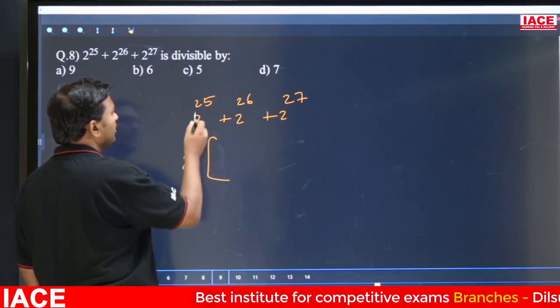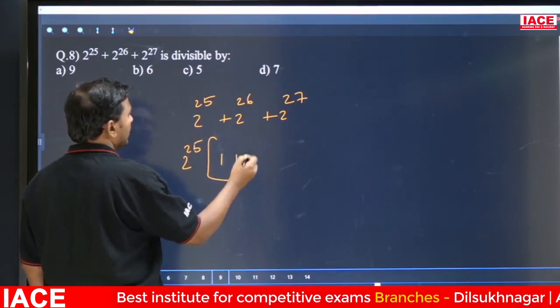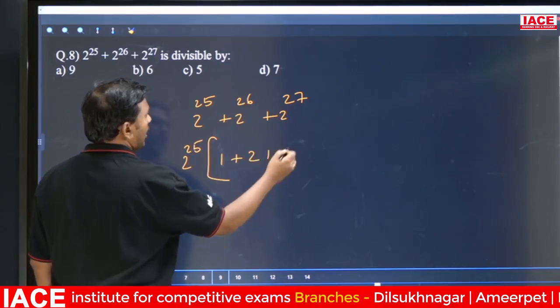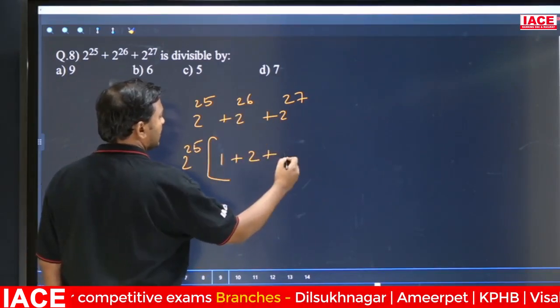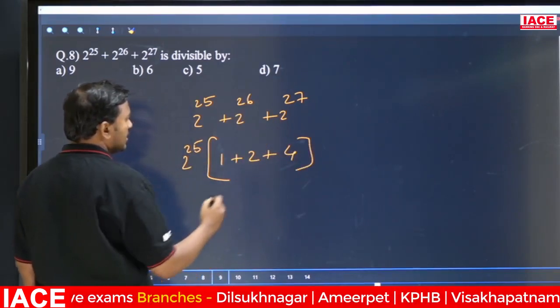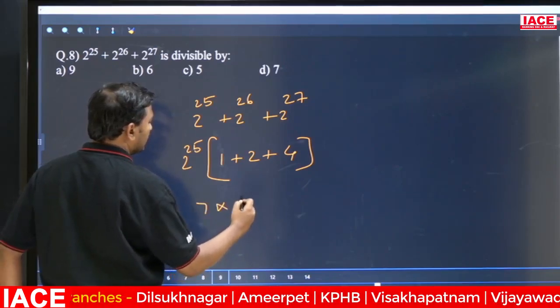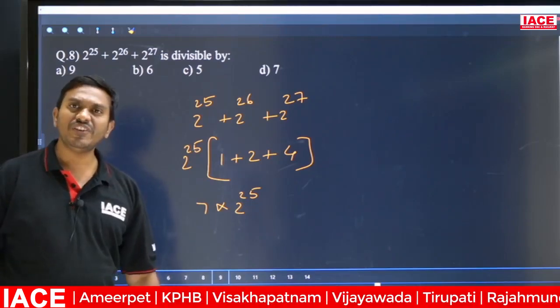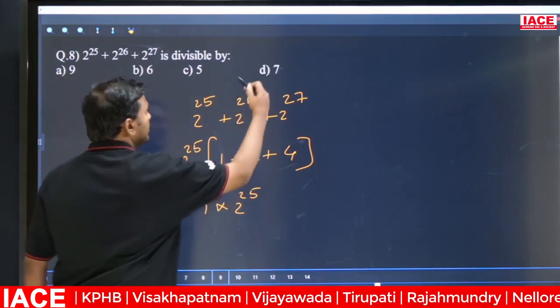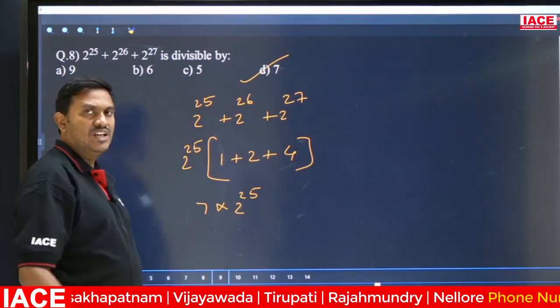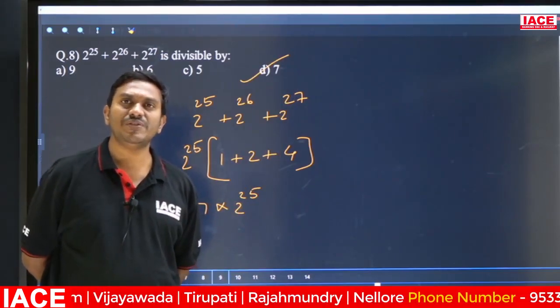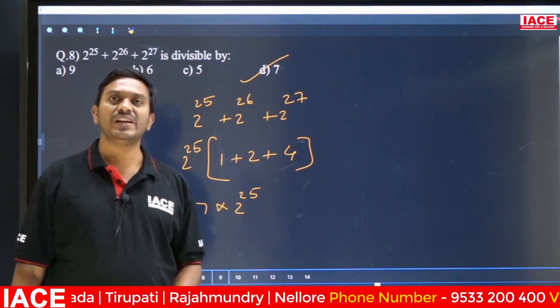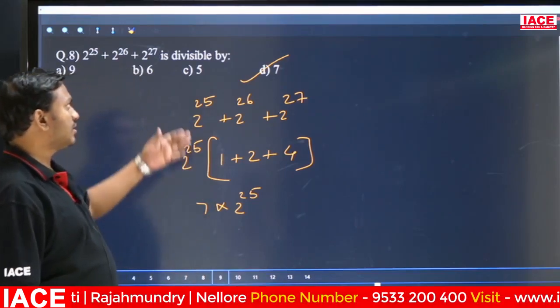If you take 2 power 25 common, what will be here? 1. Here 25 is taken, 1, 2 power 26 means 2, and 27 means 4. That is 7 into 2 power 25. So 7 into 2 power 25 is 100% divisible by 7. Why? Because the multiple 7 is there. So answer is option D.